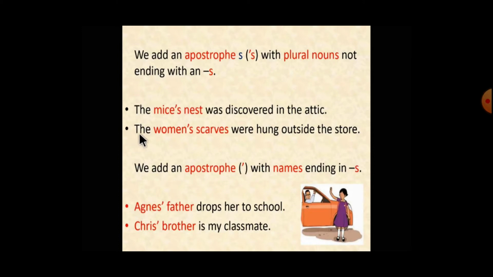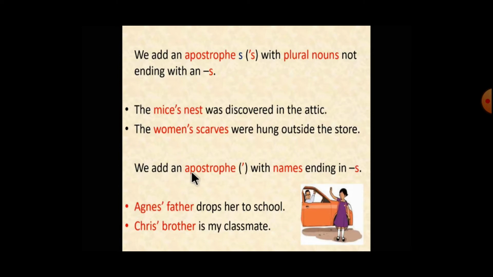Then second one is, the women's scarves were hung outside the store. Scarf का मतलब, plural form है scarf का. But women's, so here the women and mice both are in plural form and there is no s at the end of the noun. So we have to put apostrophe and s, to make the relation of possessives.